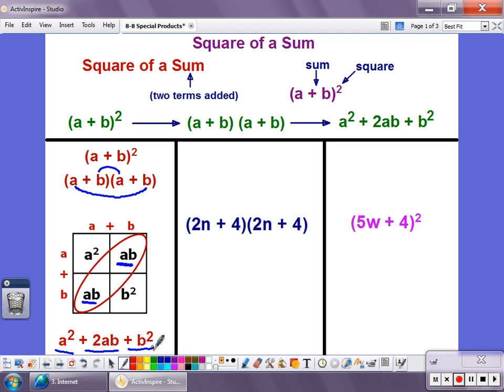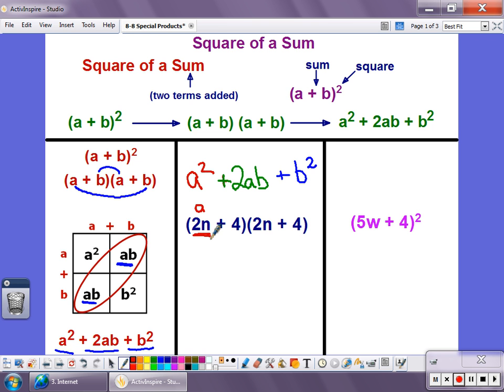Now here's how you use these formulas. Okay? The first thing we need to do is recognize that this is the square of a sum problem, and I know that I'm going to use this pattern, a squared plus 2ab plus b squared. Now when it comes to looking at these polynomials, the very first term you have is called a. So when it says a squared, what we're doing is we're taking this term and squaring it.